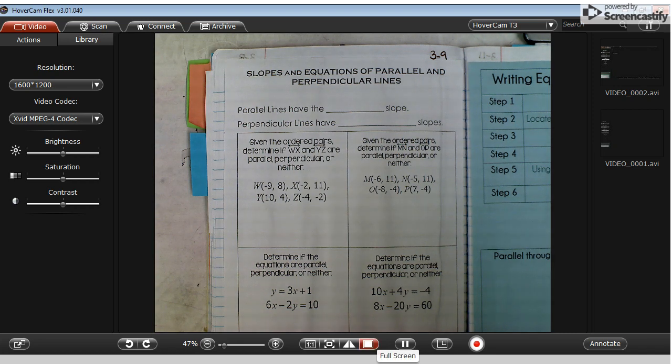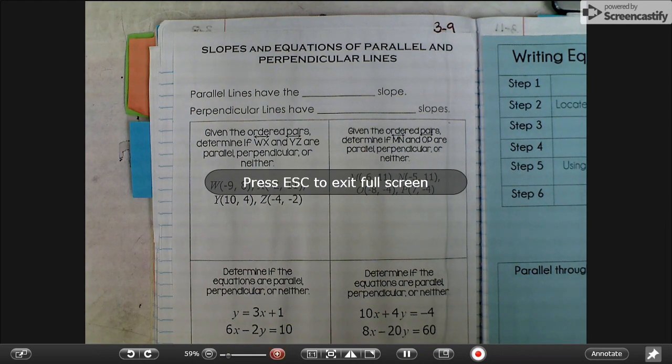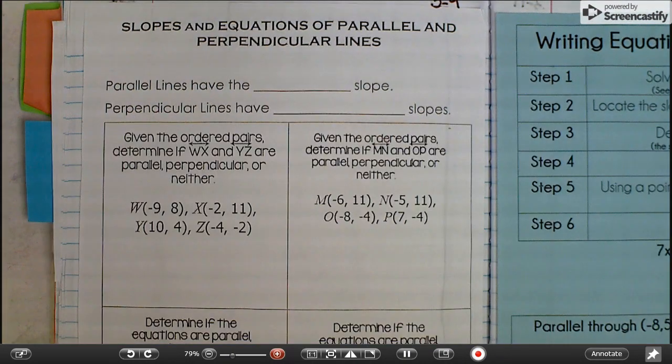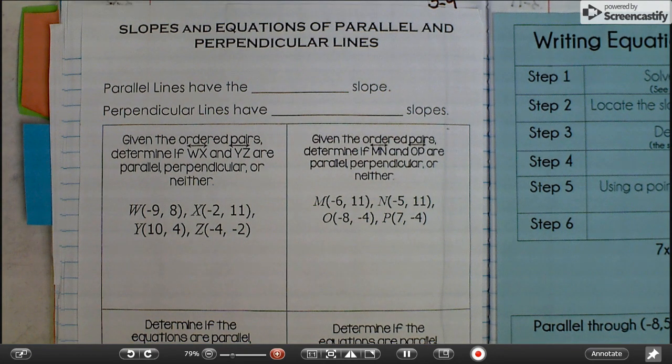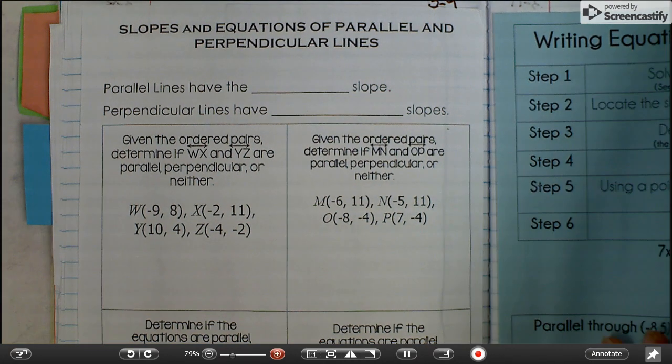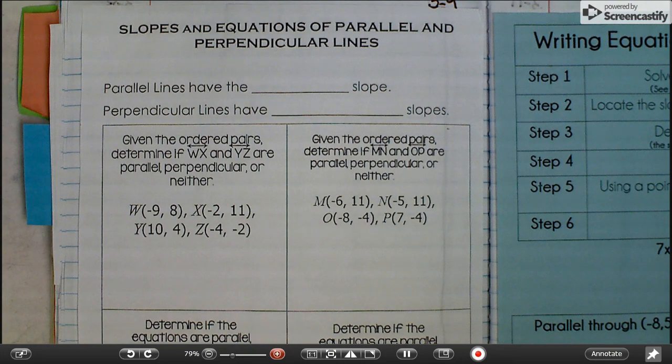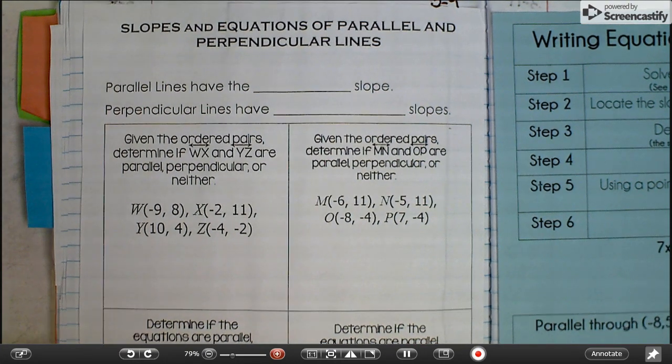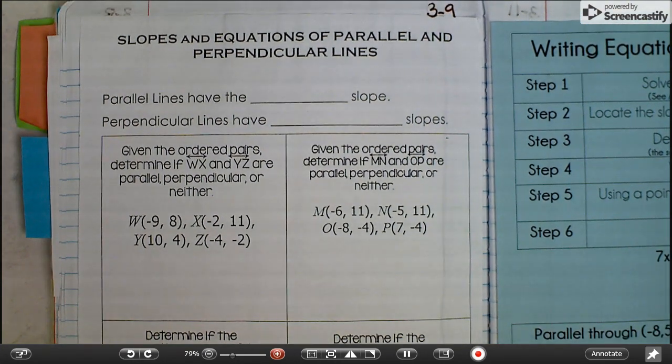Hi, we are working on the formulas of geometry, and today we're going to just review the slope formula and apply it to the equation of parallel and perpendicular lines, and then we'll write equations of parallel and perpendicular lines. I'm going to use the point slope formula. You can do it other ways, but I like the point slope formula for this.